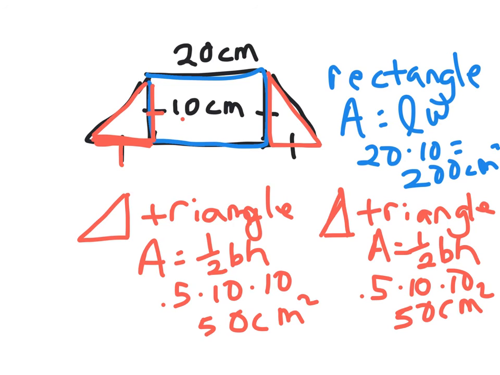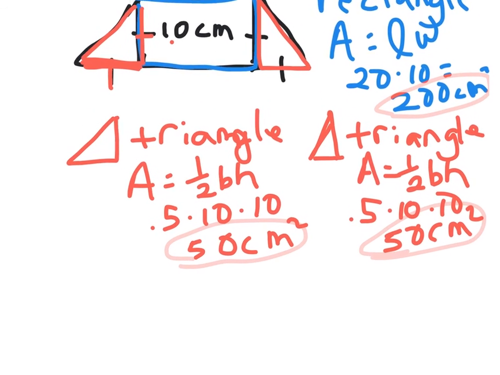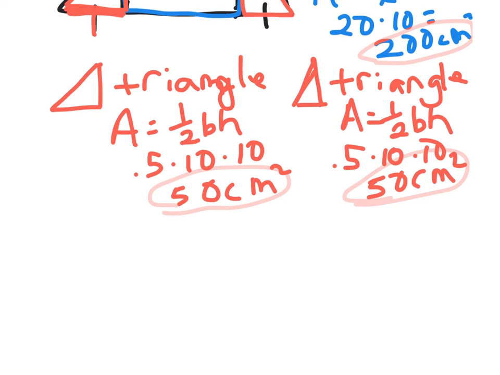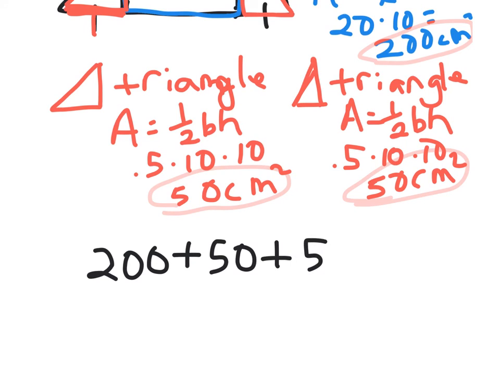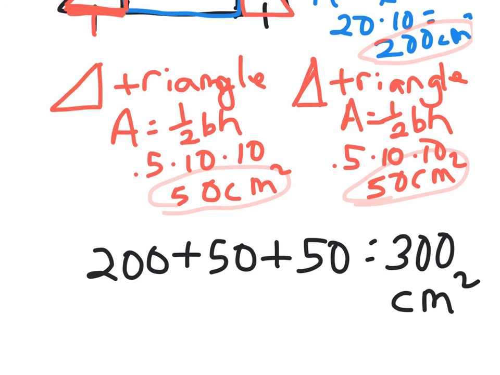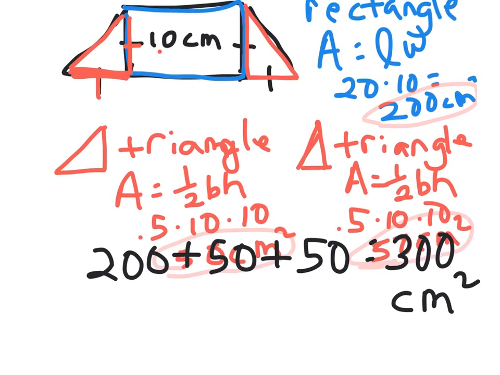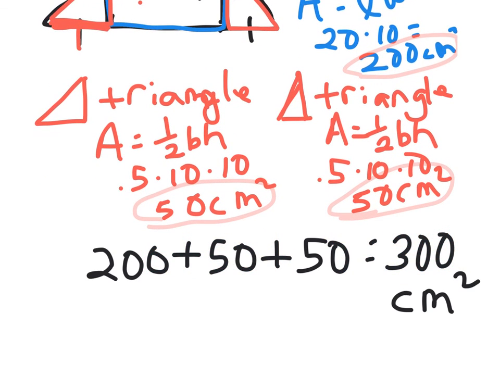At this point, we are ready to look at our combined area, so I'm going to circle all my pieces. And I'm going to look back. I had three shapes. What I need to write is my 200 for my rectangle, plus 50 for the left triangle, plus 50 for the right triangle. Altogether, I have 300 centimeters squared for the total area of the shape right there. 300 centimeters squared.